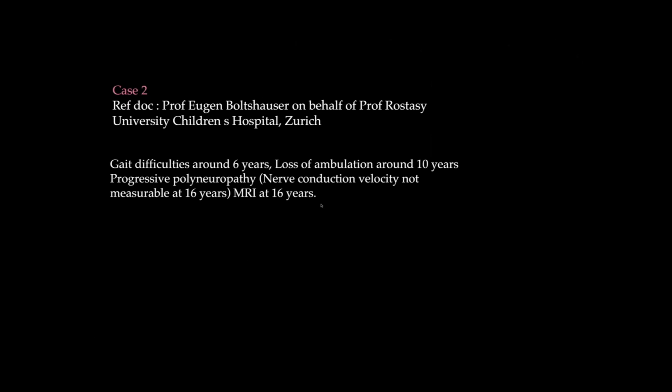Case 2 is from Professor Rostasi, was shared to Professor Balthazar, who was kind enough to share the case for presenting today. So it's a child with gait difficulties for around 6 years, with loss of ambulation for around 10 years, had progressive polyneuropathy. The nerve conduction velocity was not measurable at the age of 16, and the MRI was done at the age of 16 years.